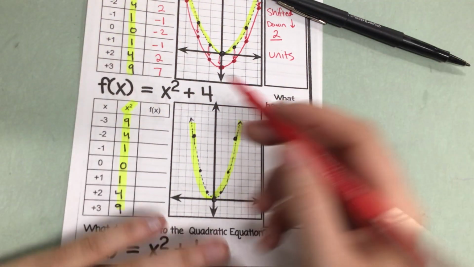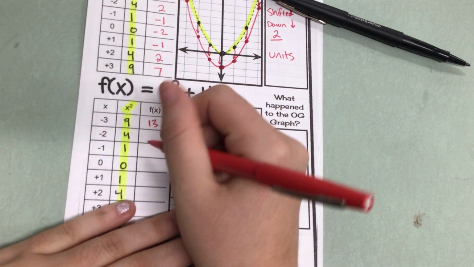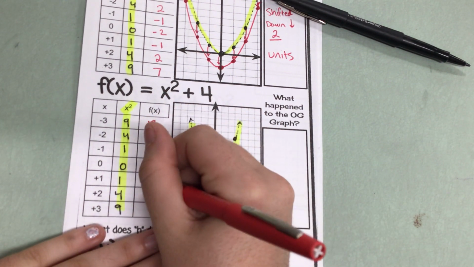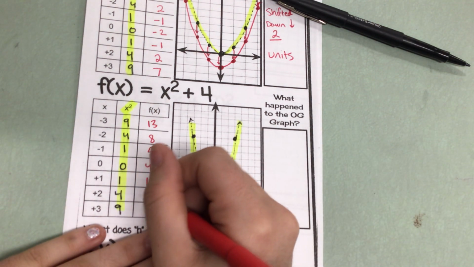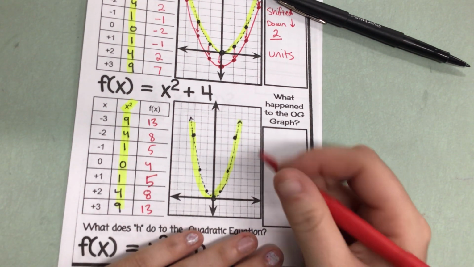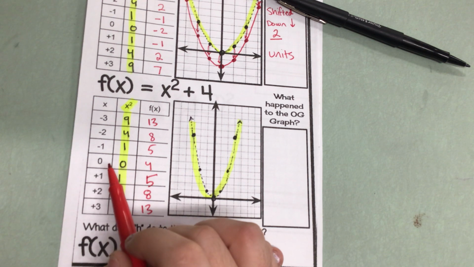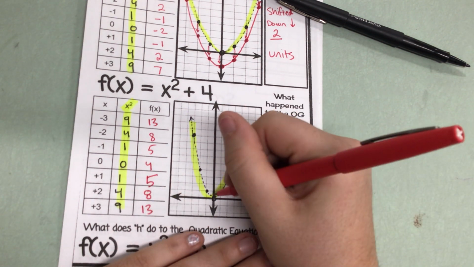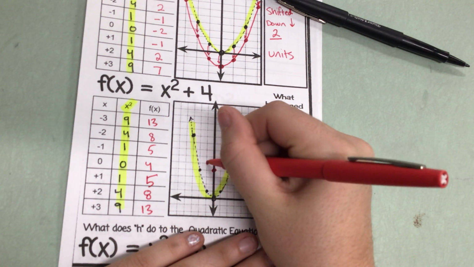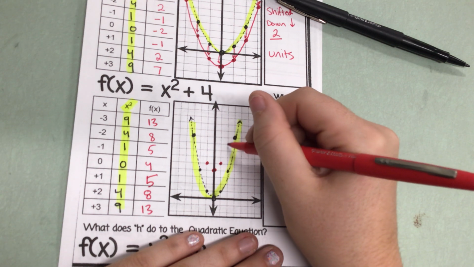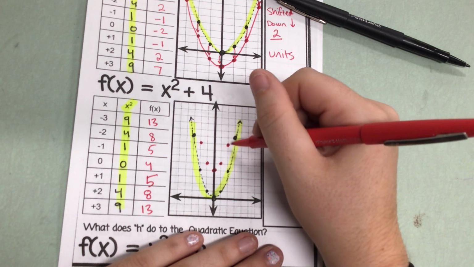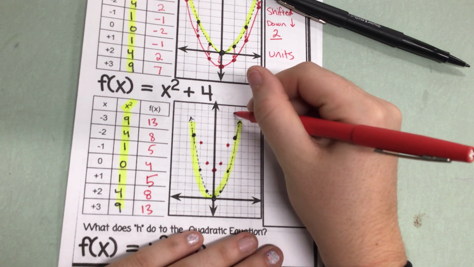Now let's see what happens when we take that and add 4. This becomes 13. That becomes 5. Okay, so our new origin, or our new vertex, is 0, 4. 1, 2, 3, 4. 1, 5, negative 1, 5. 2, 8, negative 2, 8. And then it goes 3, 13, 9, 10, 11, 12, 13.